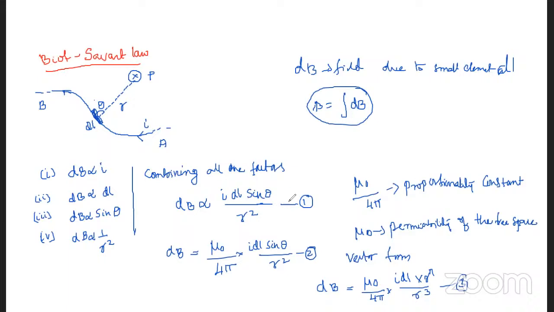By combining all these, we get that dB is equal to I dl sin theta by r square. If you remove the proportionality, we get mu naught by 4 pi. So dB is equal to mu naught by 4 pi into I dl sin theta by r square. Okay, so this is the Biot-Savart law. Then after that we have Ampere's law.